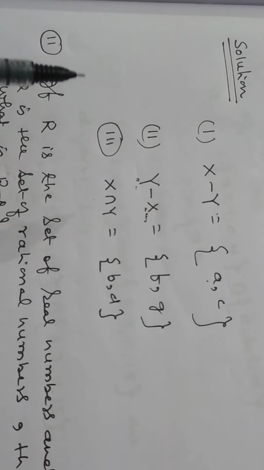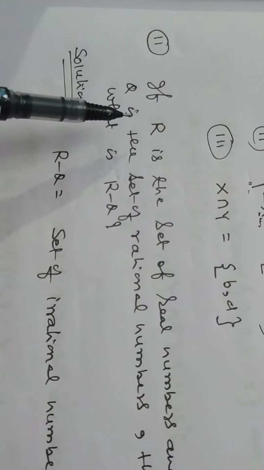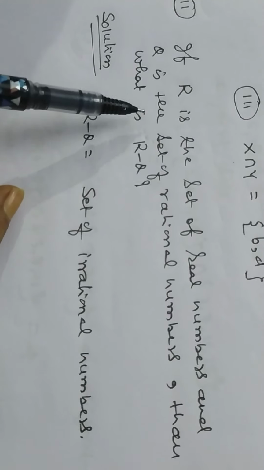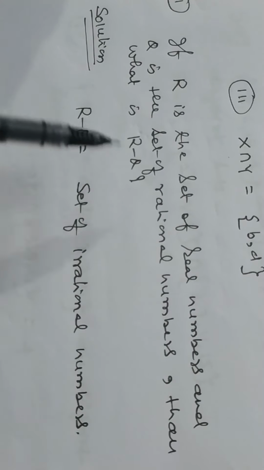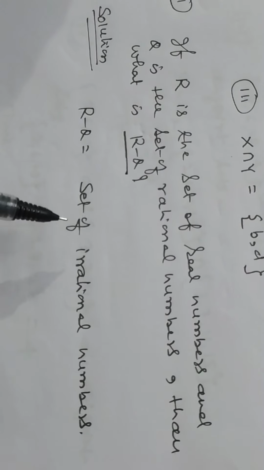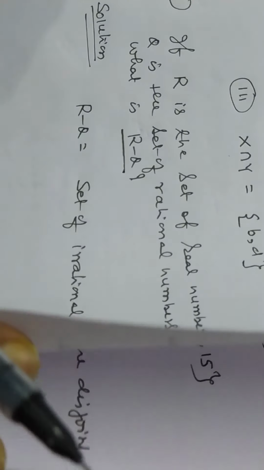Now my dear students, what is in problem number 11? If R is the set of real numbers and Q is the set of rational numbers, then what is R minus Q? R minus Q is the set of irrational numbers.